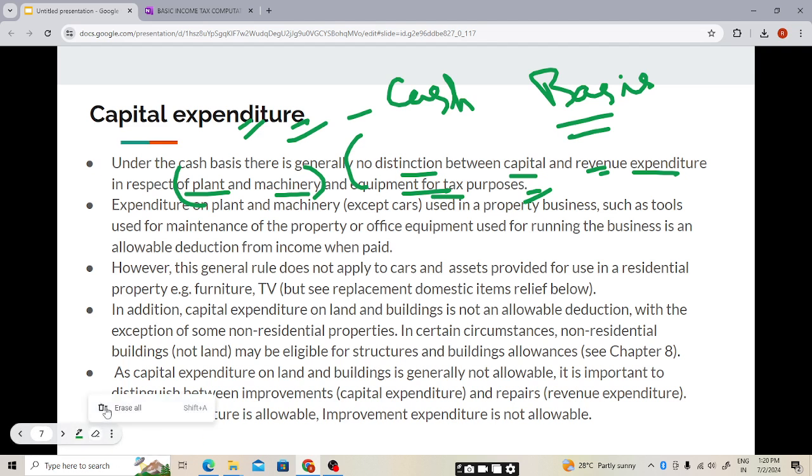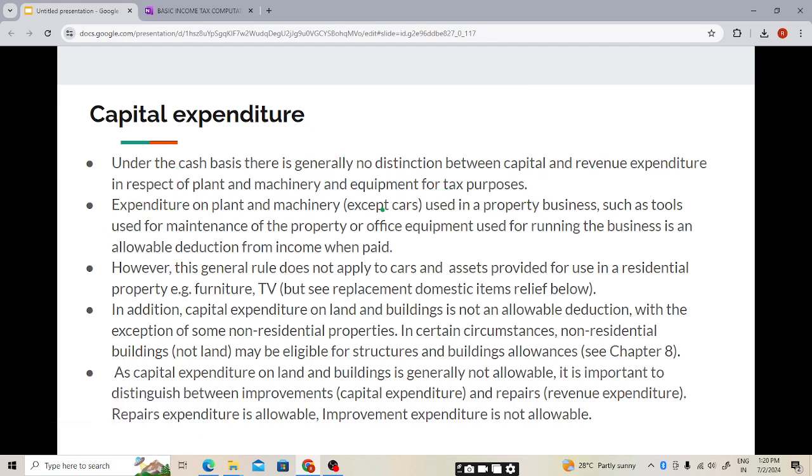So expenditure on plant and machinery, except cars, because for cars we have some different rules. Expenditure on plant and machinery used in the property business, such as tools used for the maintenance of the property or office equipment used for running the business, is an allowed deduction from income when paid. So don't confuse it: if I'm further taking in money and building my property, that will be capital, and that will not be allowed.